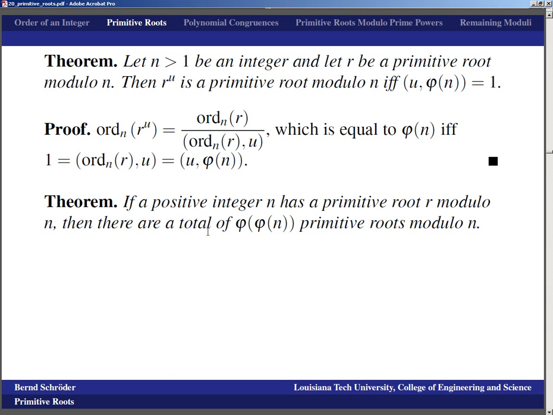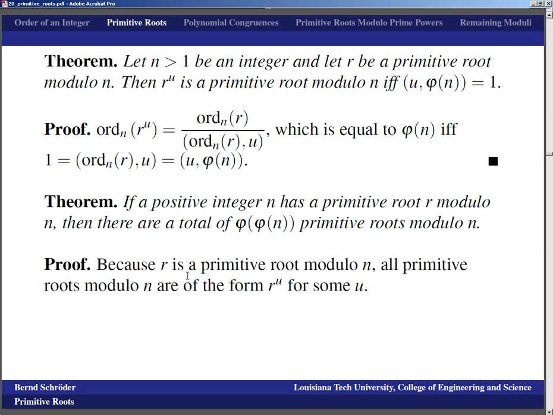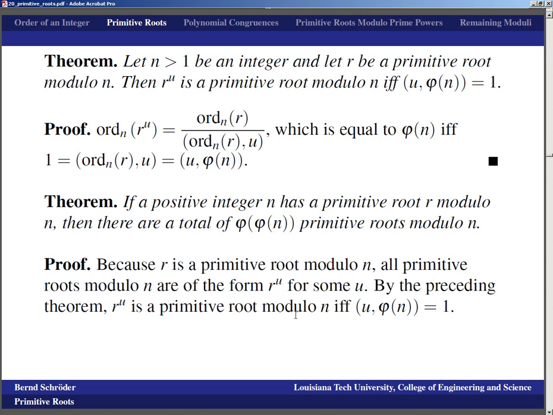Next theorem, well, we take a positive integer that has a primitive root r modulo n, and we then claim that there are a total of phi of n primitive roots modulo n, and that goes like this. Well, r is a primitive root modulo n, and that means all primitive roots modulo n are of the form r to the u for some u, because remember the r to the u's form a reduced residue system, right? And anything that could be a primitive root must be in the reduced residue system, so it must be of the form r to the u.